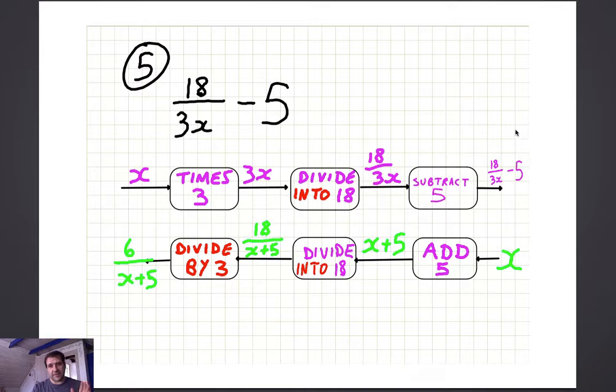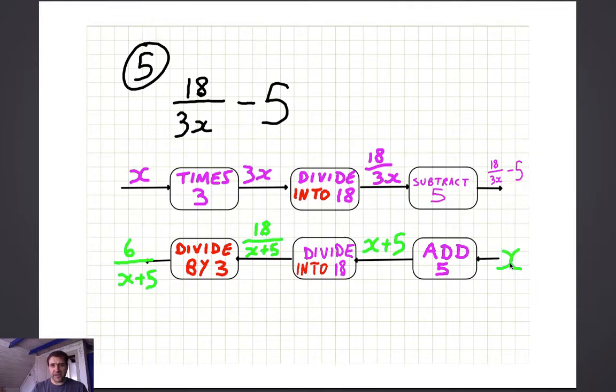So I've broken the process that you need to do to get 18 over 3x minus 5 into steps. And then the next thing I'm going to do is think about what the reverse steps would be going the other way to get back to the same number. So the opposite of subtract 5 would be to add 5. The opposite of divide into 18 would be to divide into 18, because dividing into something is a self-inverse function. And then the opposite of times 3 is divide by 3.